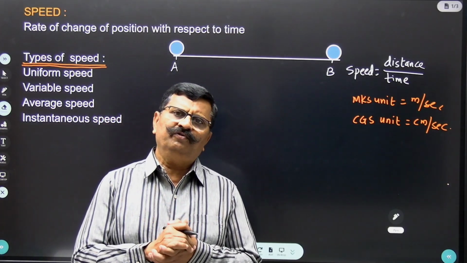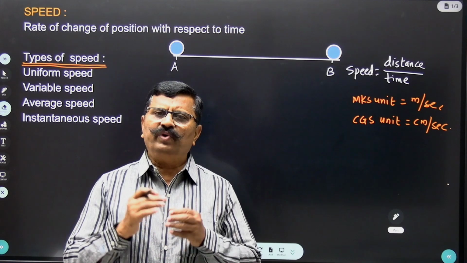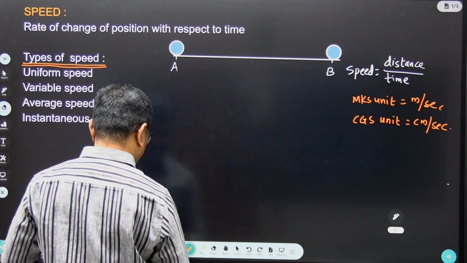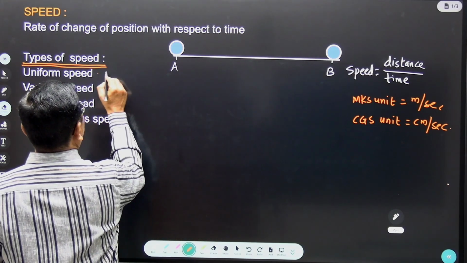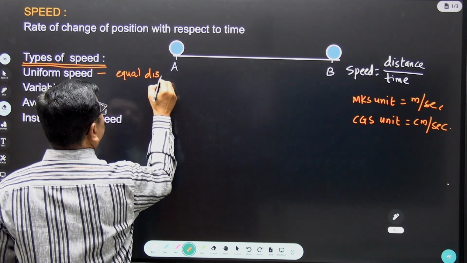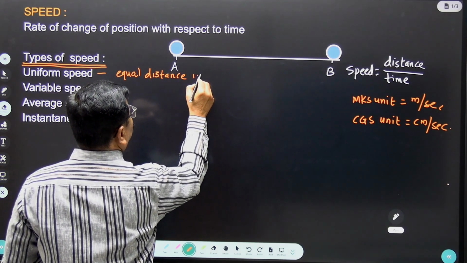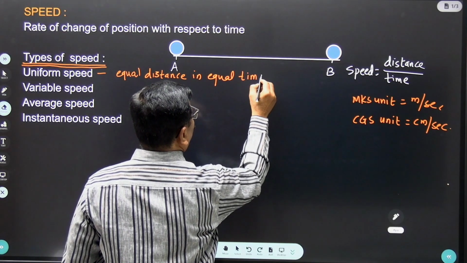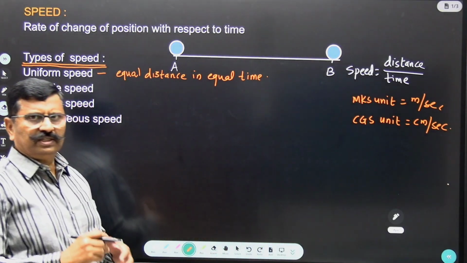Now what do you mean by uniform speed? Uniform speed means when a body covers equal distance in equal time. Body covers equal distance in equal time.